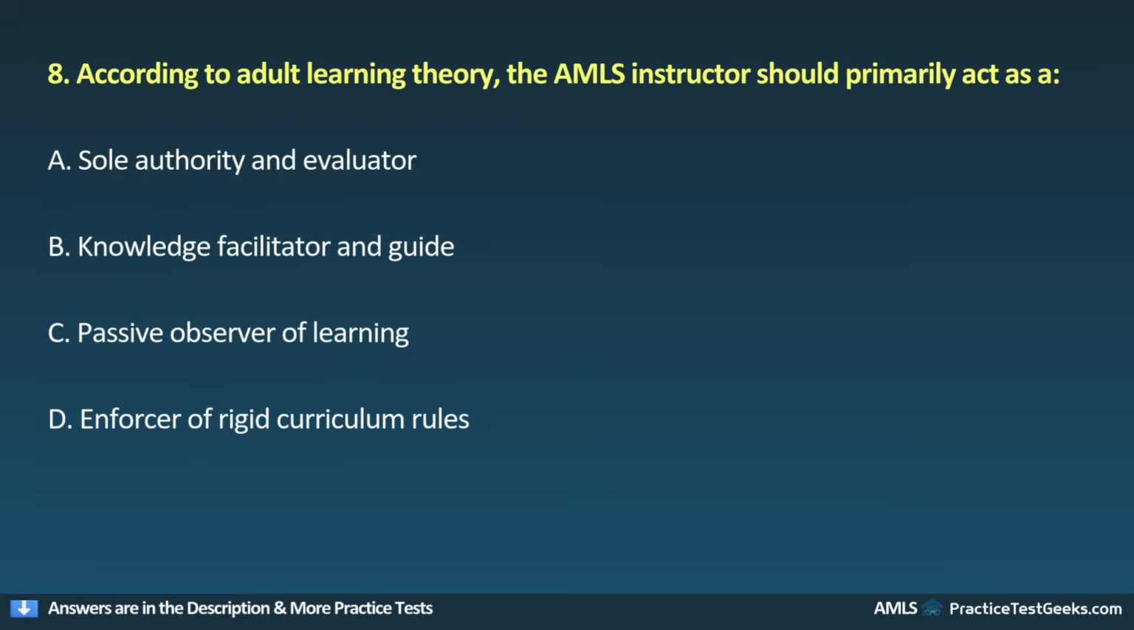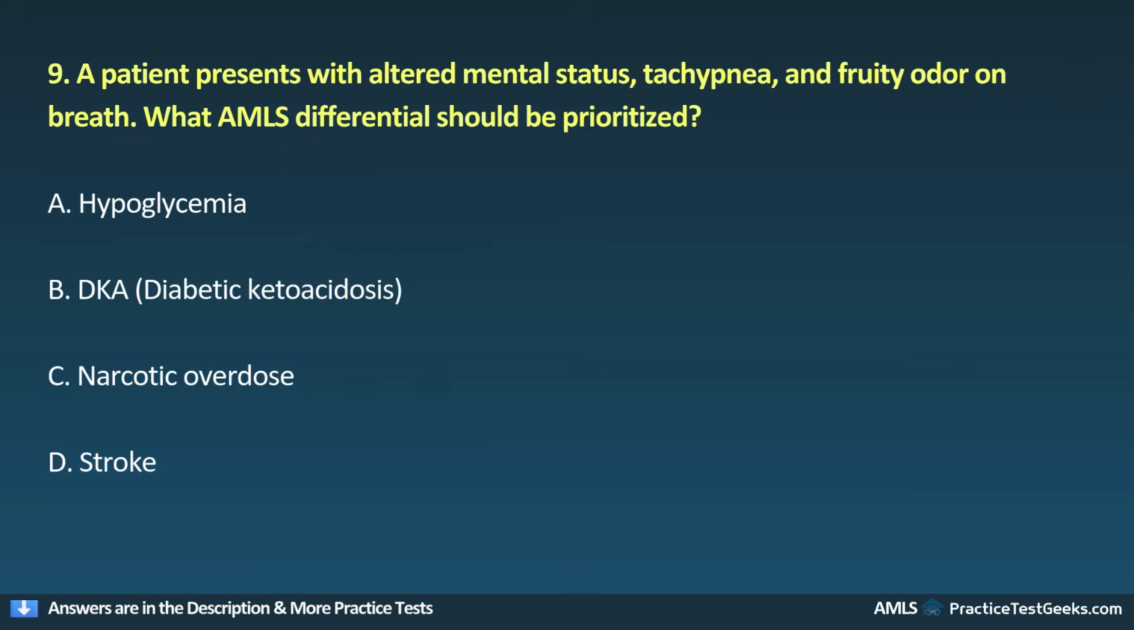8. According to adult learning theory, the AMLS instructor should primarily act as: A. Sole authority and evaluator. B. Knowledge facilitator and guide. C. Passive observer of learning. D. Enforcer of rigid curriculum rules.